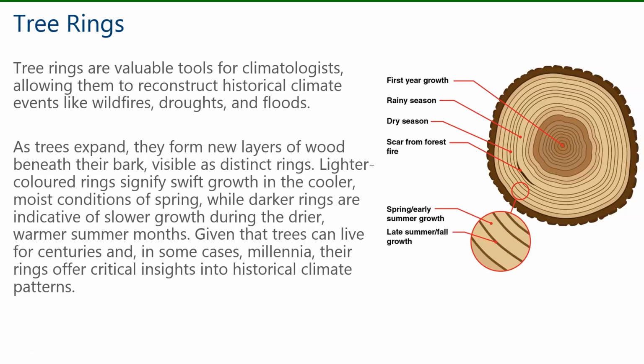We can see the years of growth. You can tell the difference between rainy seasons and dry seasons. You can even tell scars from forest fires. And you'll also notice from the zoomed in piece of the diagram, scientists can tell the difference between growth in spring, early summer, when there's a lot of moisture in the air and there's a lot of growth. There's a wide band compared to late summer and fall growth, which is a narrow band.